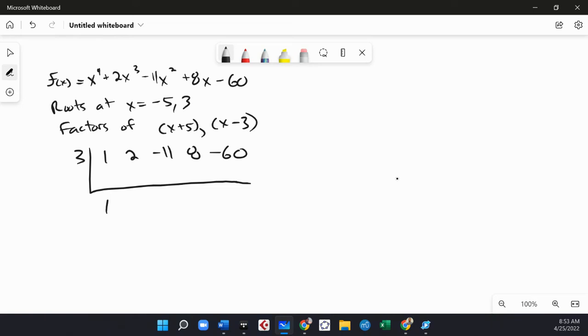So the 1 comes down and we multiply by 3. So we keep adding these and then multiplying by 3. 3 times 5 is 15. -11 plus 15 is 4. 4 times 3 is 12. 8 plus 12 is 20. 20 times 3 is 60. -60 plus 60 is 0. And that's good because that 0 is the remainder. So if you get a 0 there, you did it right.